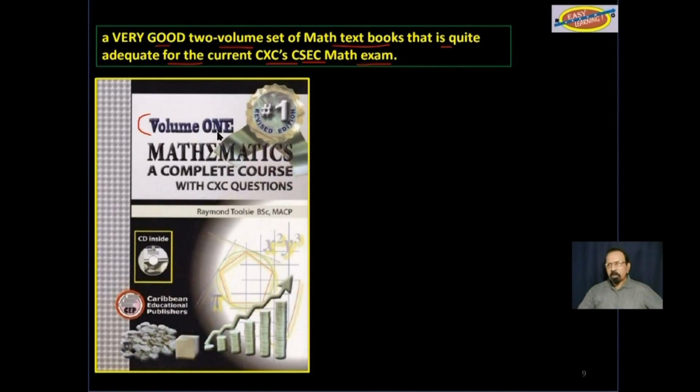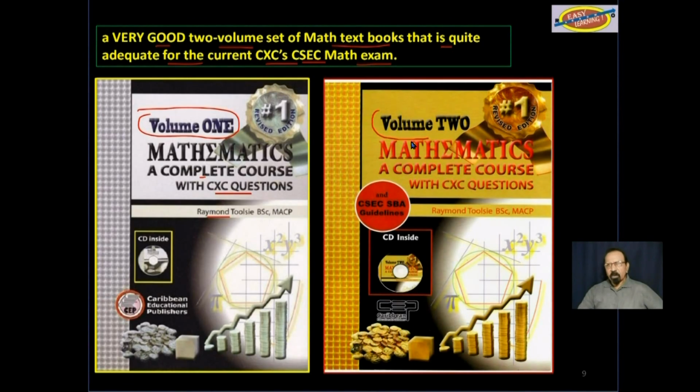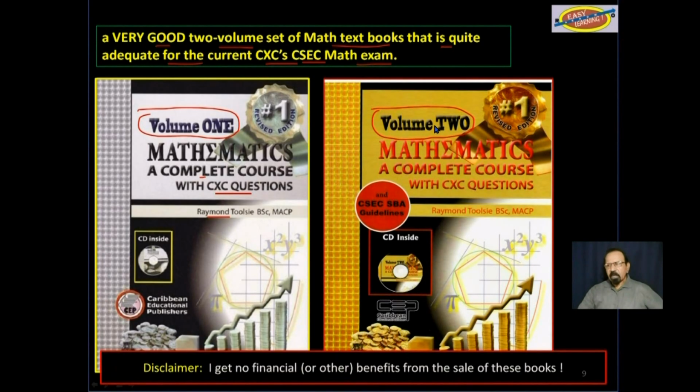This is a picture of volume 1, Mathematics: A Complete Course with CXC Questions by Raymond Toolsie. And this is a picture of volume 2. Disclaimer: I get no financial or other benefits from the sale of these books.